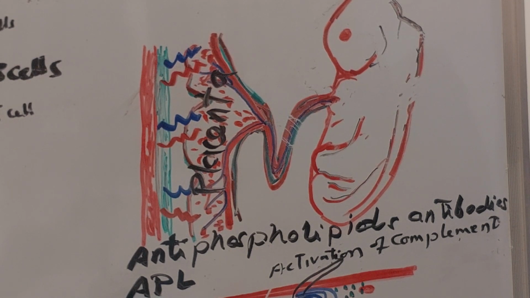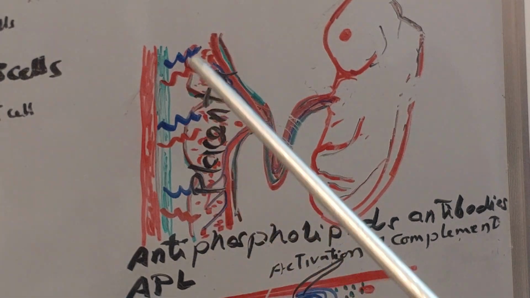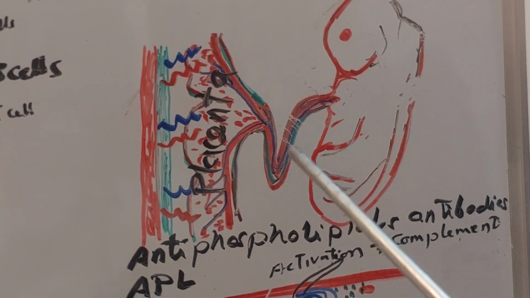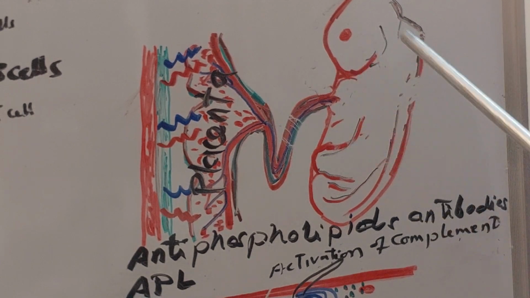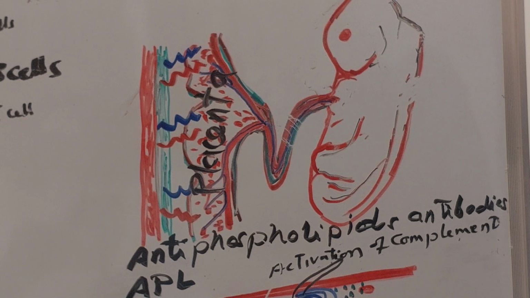So the blood clot interferes with the growth of the embryo, and it might lead to miscarriage, or stillbirth, or premature labor, or the baby may be born alive but with some defects. So this is the placenta actually, and this is the umbilical cord, and this is the embryo. So antiphospholipid antibodies, or APL, may lead to formation of blood clot with subsequent miscarriage.